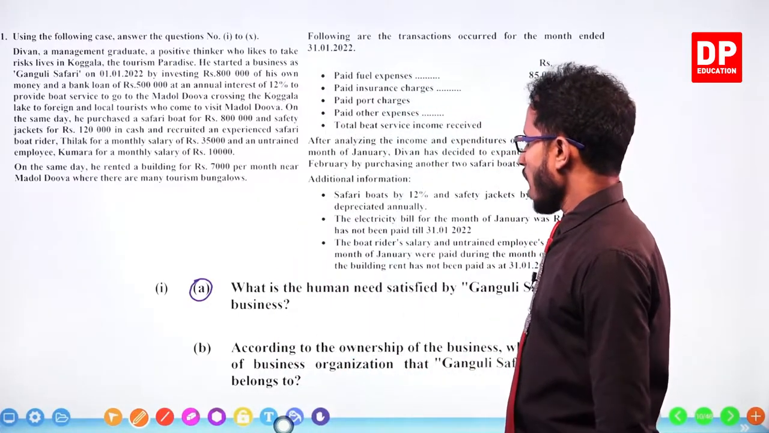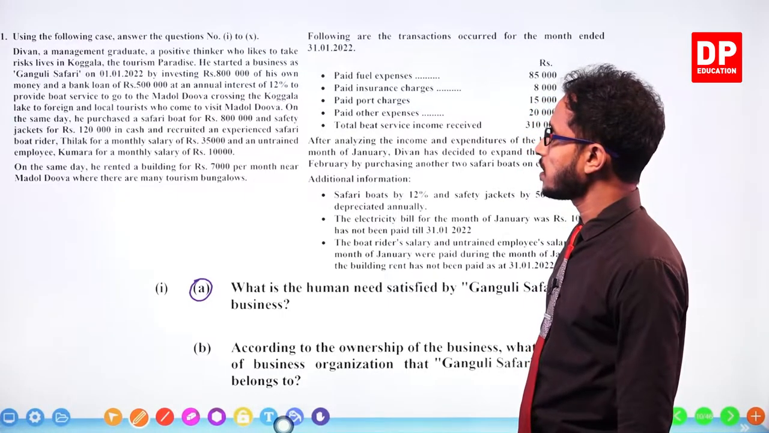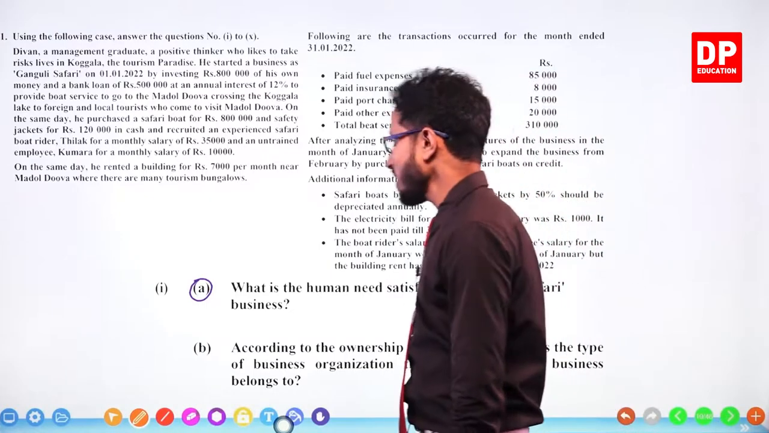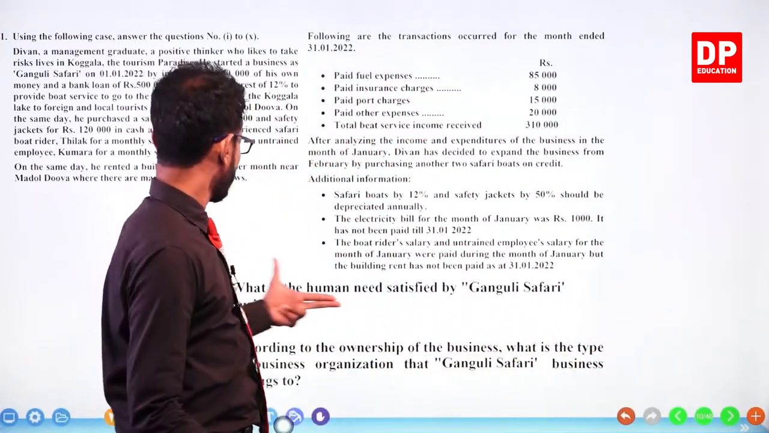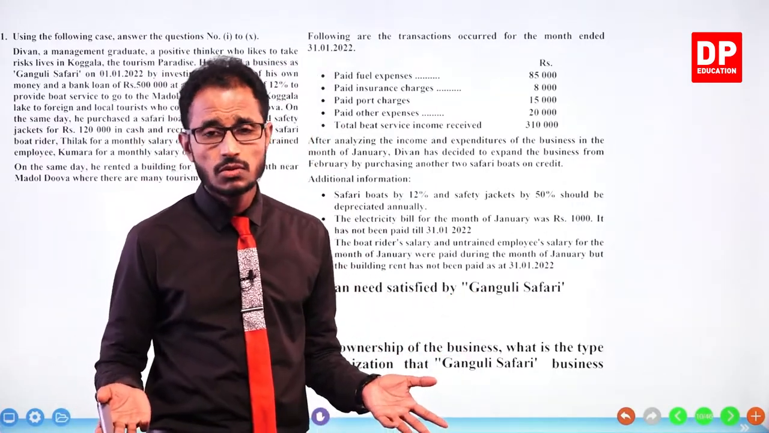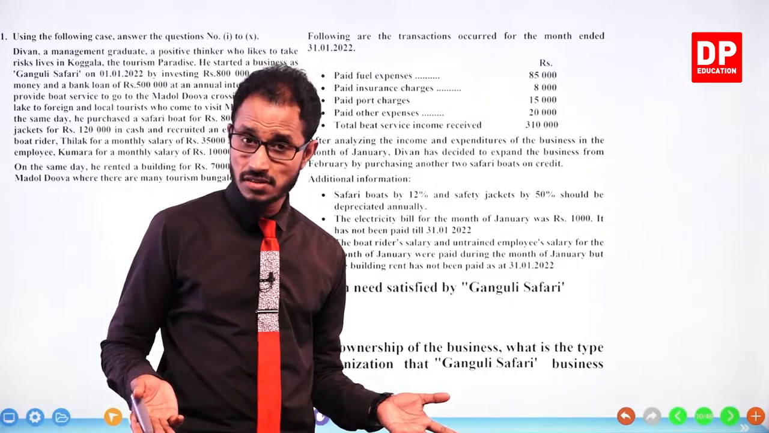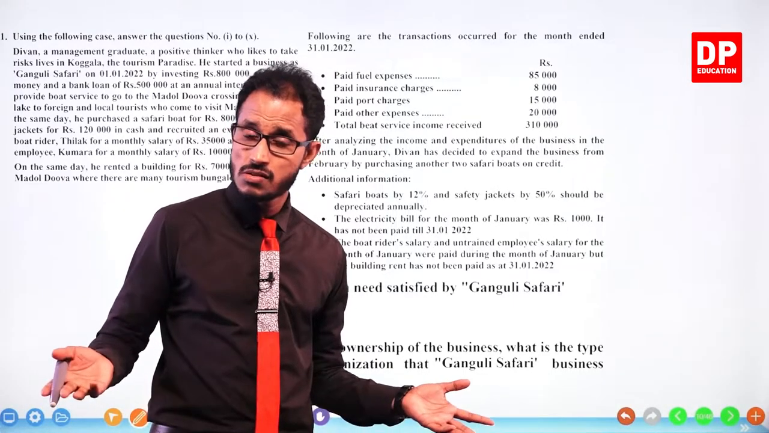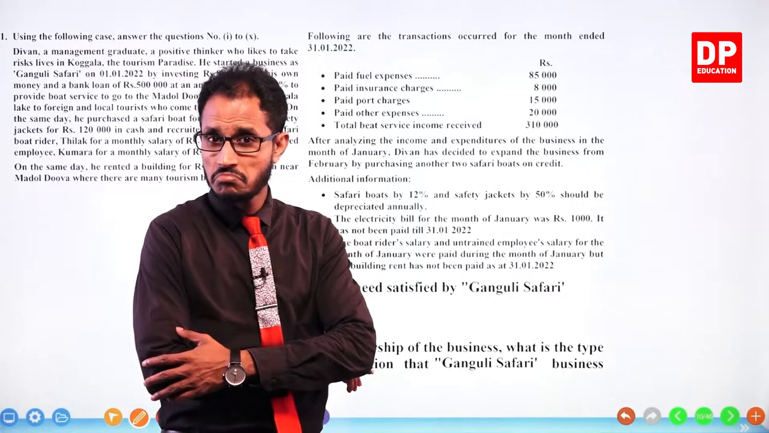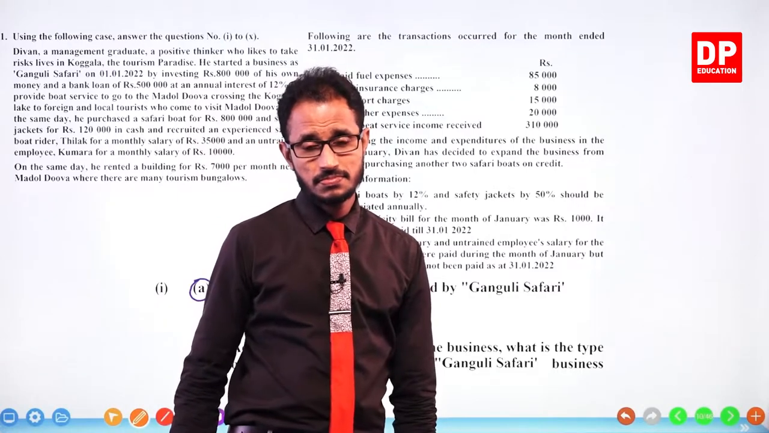First five and the next three. Out of these, Divan's Ganguly Safari business, by providing boat services to go and visit Madolduwa, what is the human need satisfied? Is it food? Is it shelter? No. Health? No. Education? I don't think so. Transportation. What do you think? I don't think so. It's entertainment. Don't you think so?